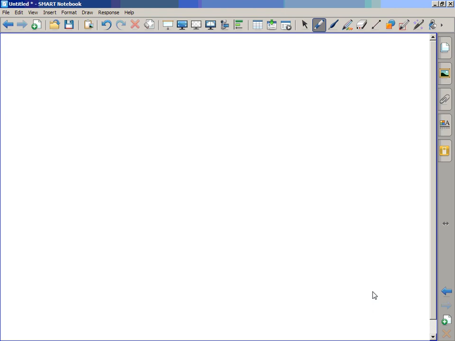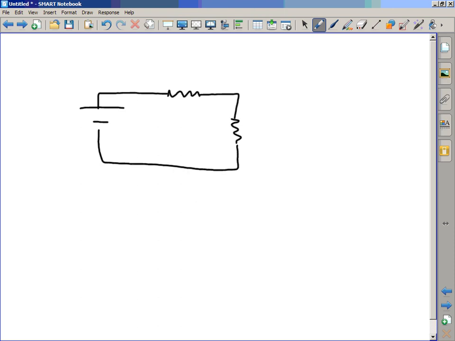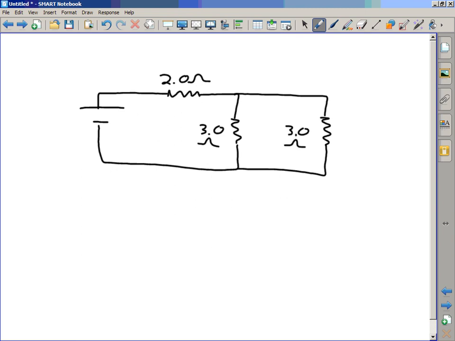Circuits that have series and parallelism. Let's start out small. I want to find the equivalent resistance of that circuit.